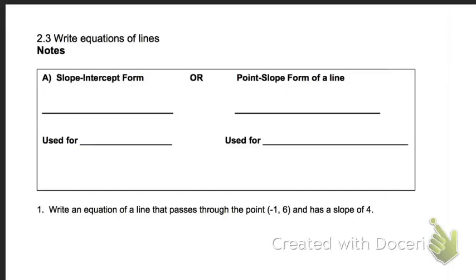Okay, 2.3. So we're keeping the slope-intercept form, which you have already told me is y equals what? mx plus b. And what is that used for? Graphing.